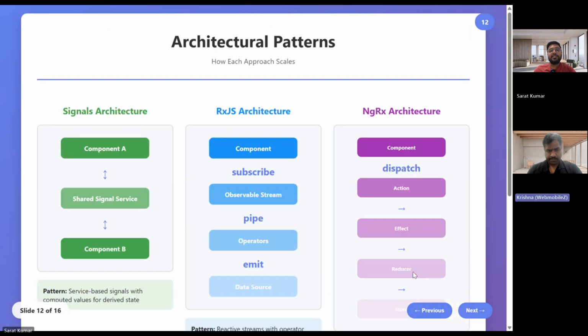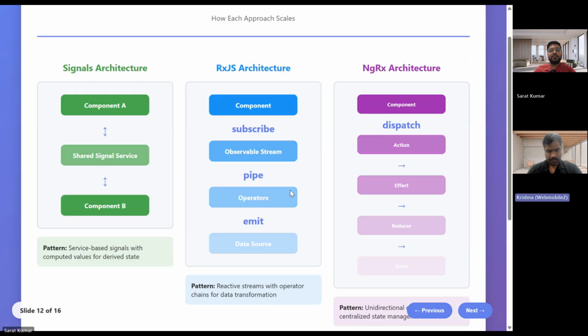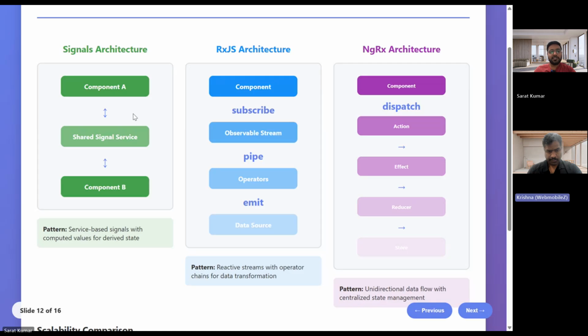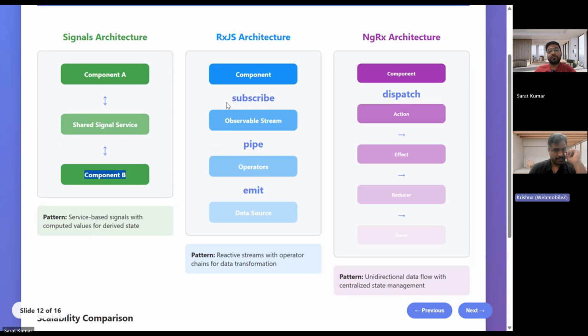So next we will be seeing the architectural pattern. Like I said, signals architecture is pretty simple. Make use of a signal whenever there is a change, use computed for computed values of the signal, or effects to handle events, and so on, and access it in the component. As simple as that. For RxJS, we have to create an observable stream, pipe with different kinds of operators, emit the data source, subscribe to it, and also don't forget to unsubscribe. NgRx is a complex process.